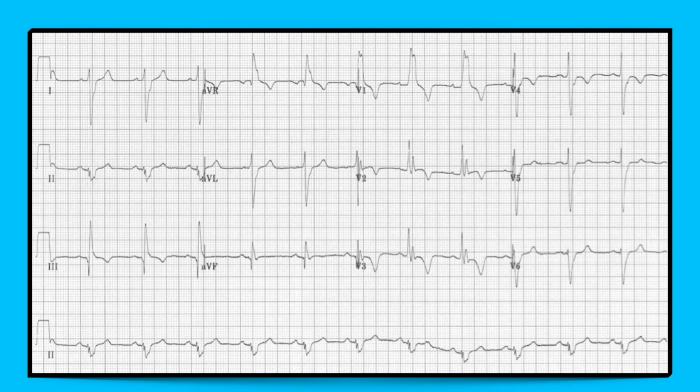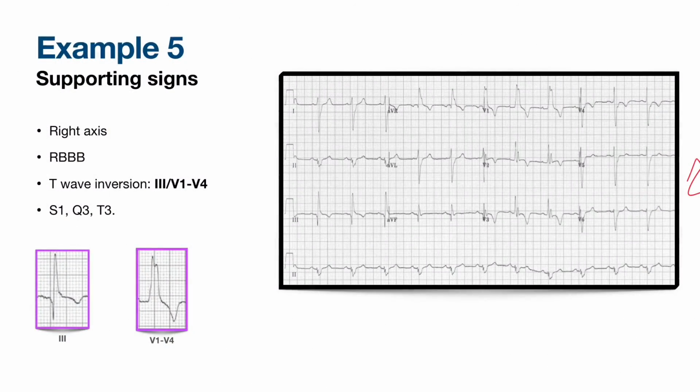Here is our fifth example. Is there anything that pops out to y'all? What exactly do you see? We have a right axis deviation brought to you by S1Q3T3. We have a right bundle branch block, as well as T wave inversion in lead 3, V1 through V4.